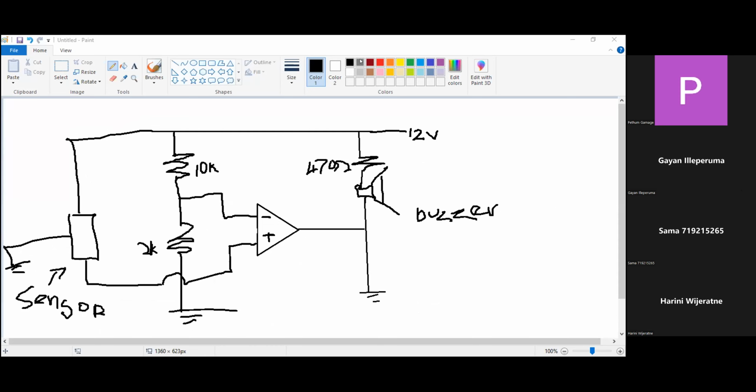Yes, sir. Okay. Sama, in your sensor, I see there's another line connecting to the ground. So what is that one?